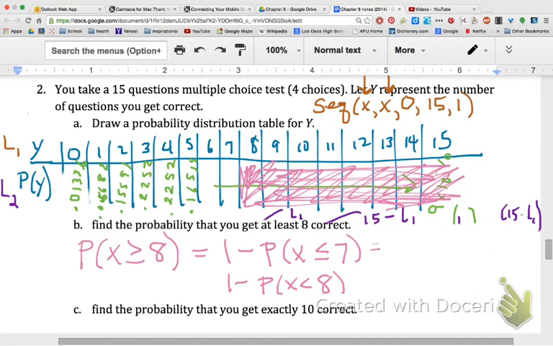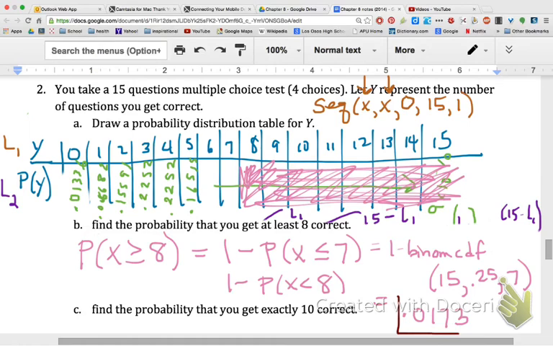And so now I can type it in as 1 minus binomial CDF. And remember, the parameters are n. Well, n was 15. Probability of success was 0.25. That was guessing correctly. And if I want to get rid of the first 7, then I have to put in a 7. So put that into your calculator and see if you get the same answer that I have. Did you get it right?